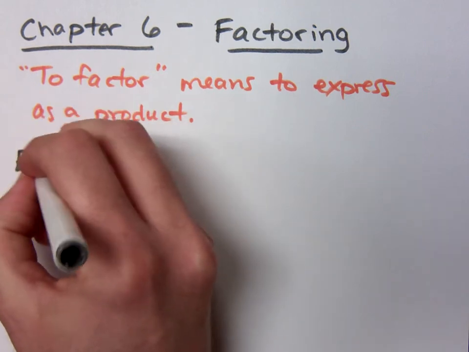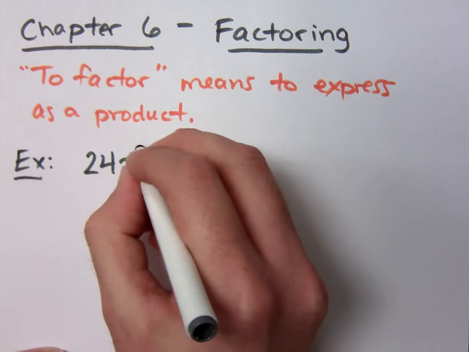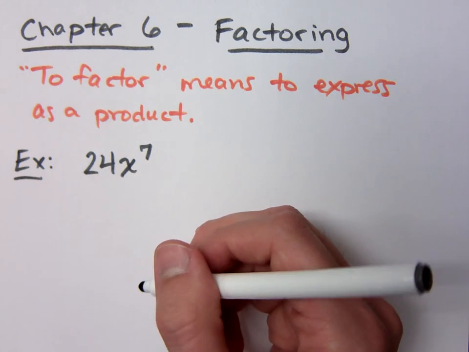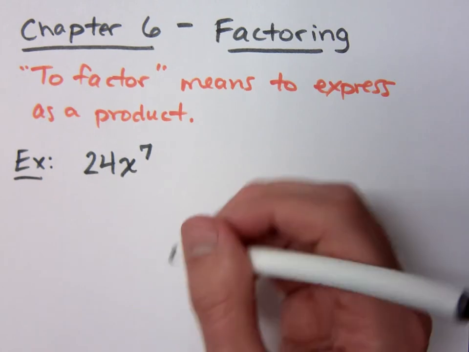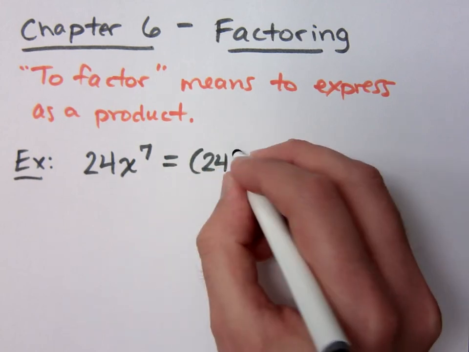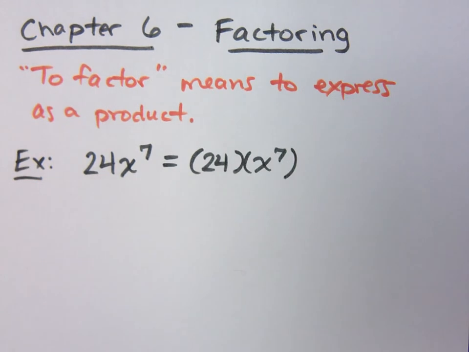Now, I just want to start off with a nice little example. Like if I have 24x to the 7th. This is a monomial, it's just a single term, but I want to show you a few different ways of being able to rewrite this guy using multiplication. Now I can very simply rewrite this guy to say 24 times x to the 7th. These are two of its factors. This is one way I have of breaking this down.